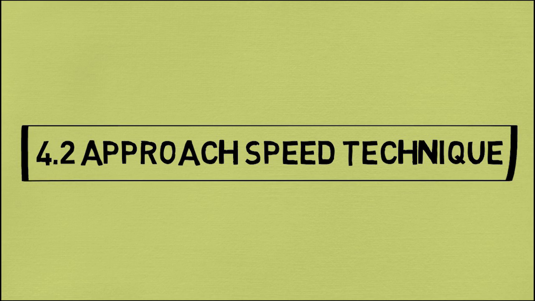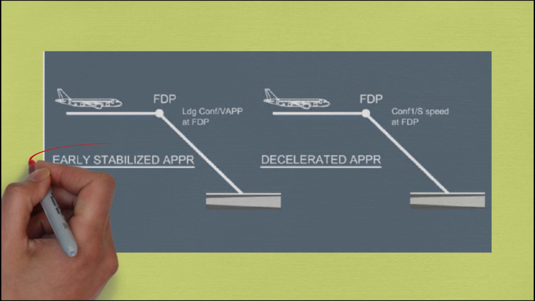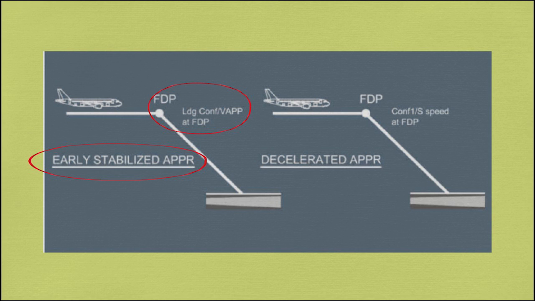A quick revision of the decelerated and early stabilized approach concepts will show us that a stabilized approach is flown in final speed and landing configuration from the platform before the final approach begins. A decelerated approach is flown in such a way that final configuration and speed reduction take place during the final descent. Typically, precision ILS is flown in a decelerated fashion.